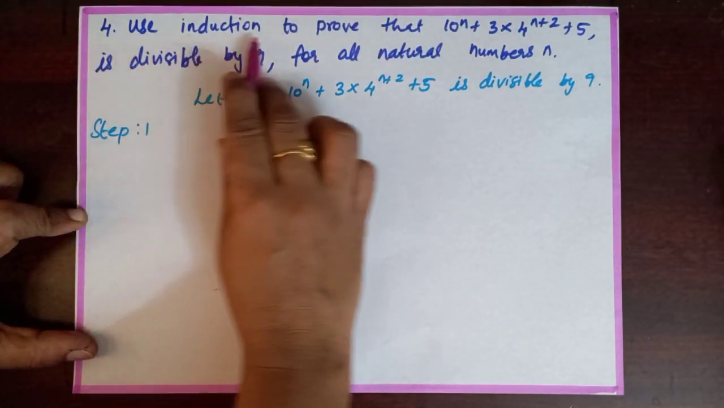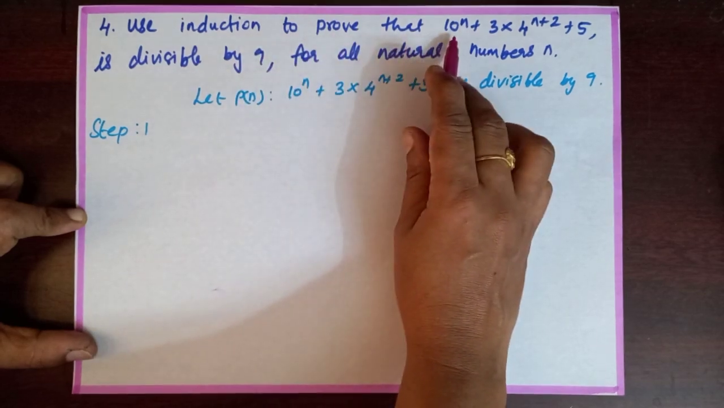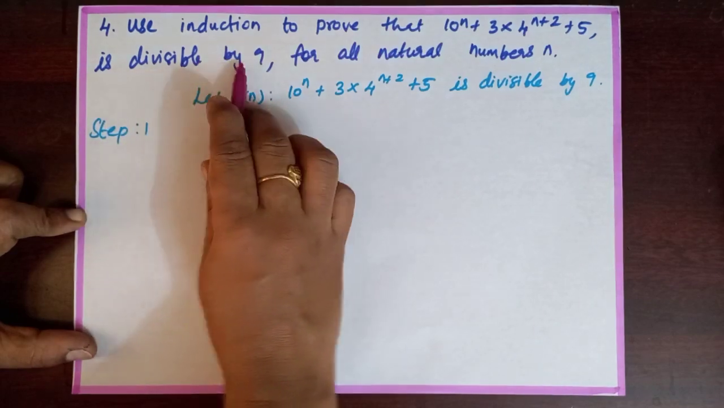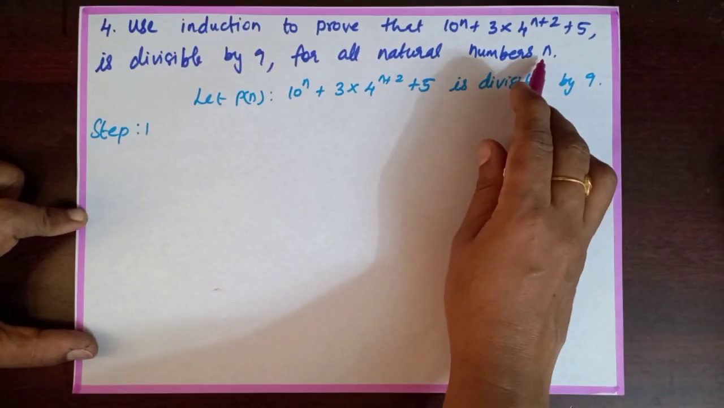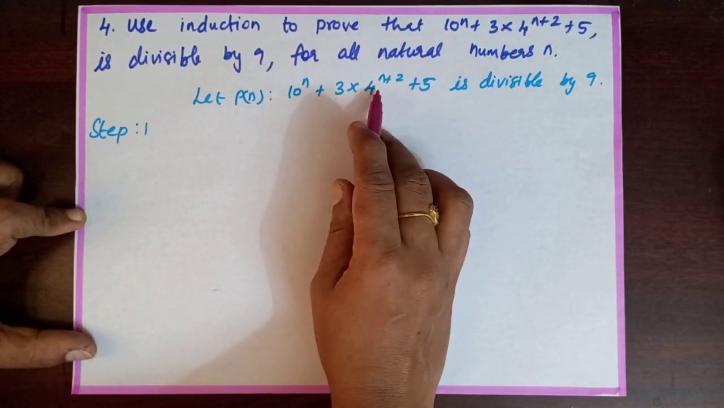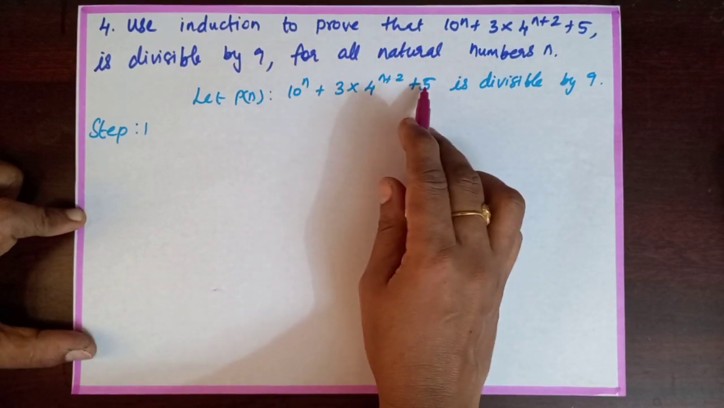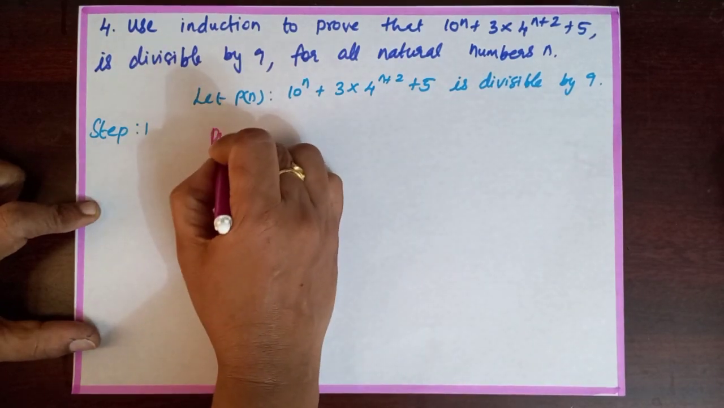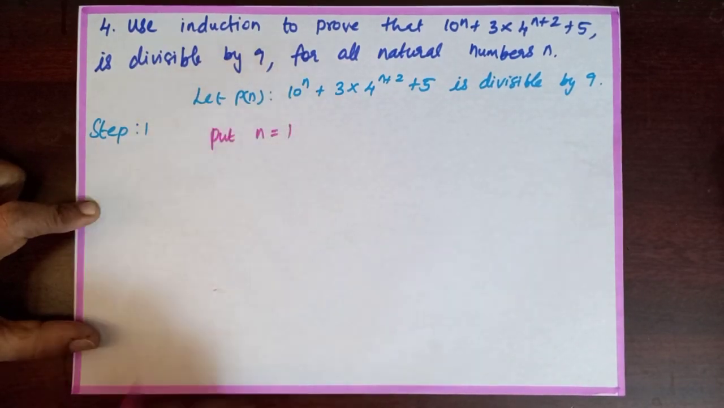Question number 4. Use induction to prove that 10 power n plus 3 into 4 power n plus 2 plus 5 is divisible by 9 for all natural numbers n. Let P of n be: 10 power n plus 3 into 4 power n plus 2 plus 5 is divisible by 9. Step 1. Put n is equal to 1.